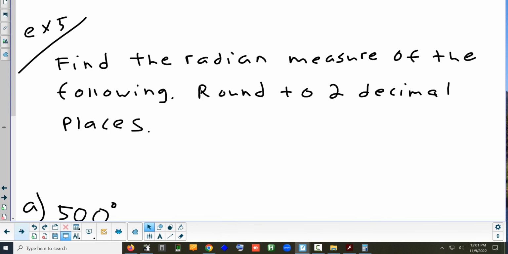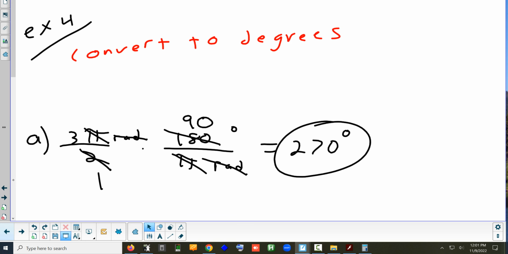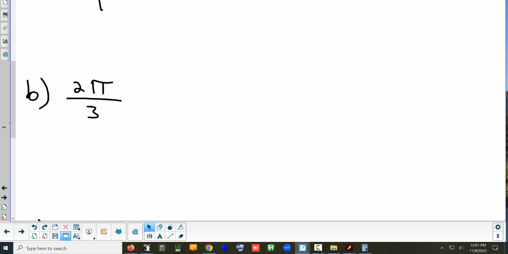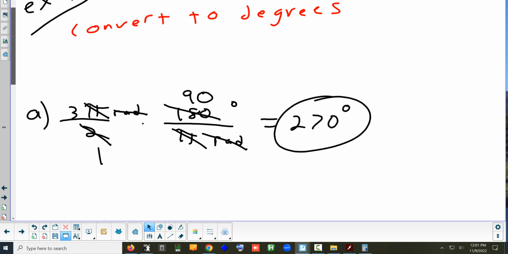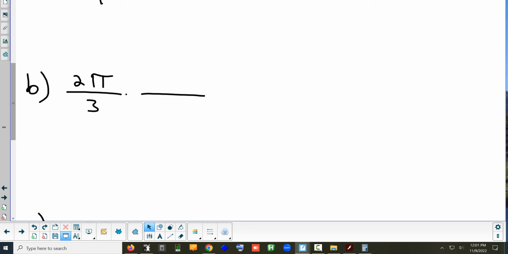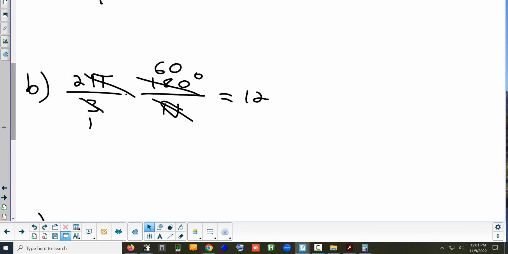Do one more of those, then I want to do one where we round. I thought I had a round one. All right. Let's do 2 pi over 3. What are you going to multiply by to convert to degrees? 180. Divide by pi. Pi's are gone. 3 goes into 180, 60. 2 times 60 is 120. Degrees.